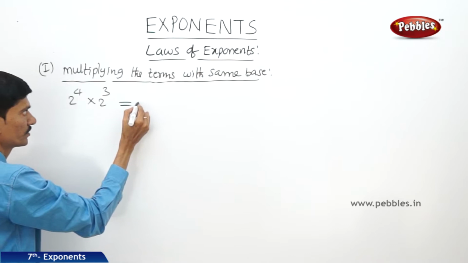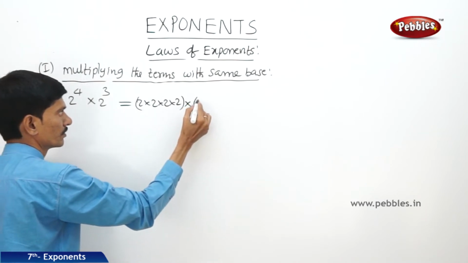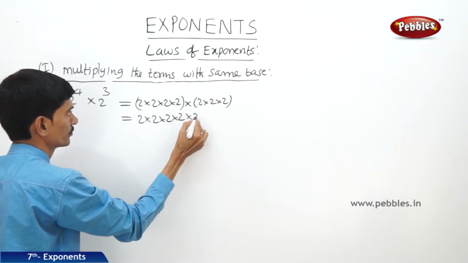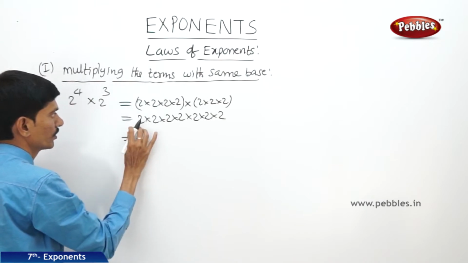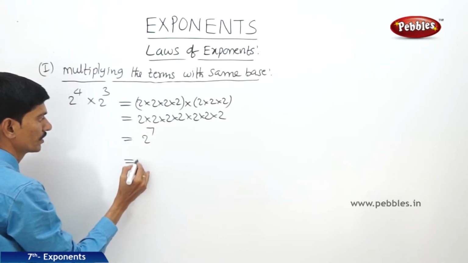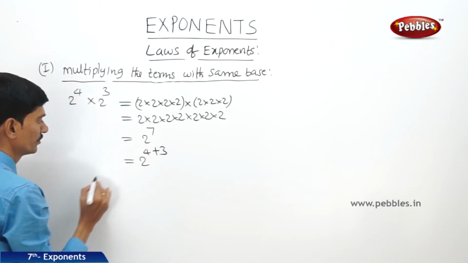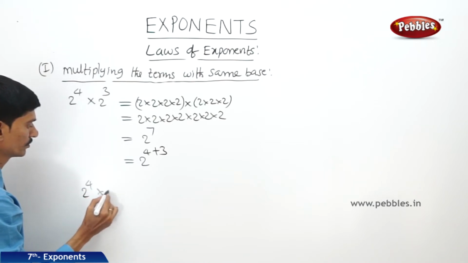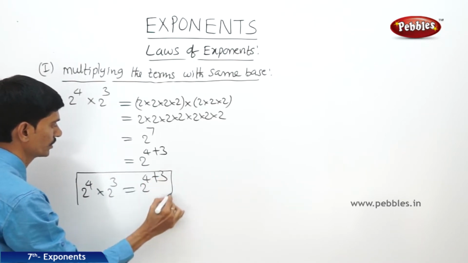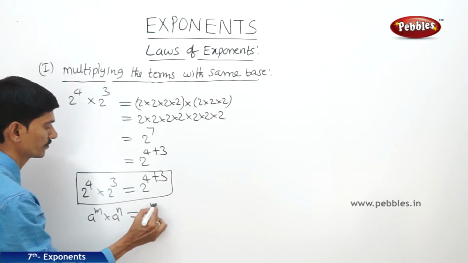So yeah, 2 to the power of 4 means 2 into 2 into 2 into 2, and 2 to the power of 3 means 2 is multiplied 3 times. So this equals 2 into 2 into 2 into 2 into 2 into 2 into 2. So 1, 2, 3, 4, 5, 6, 7. 2 is actually multiplied 7 times, 2 to the power of 7. This can be written in terms of 4 and 3, so 4 plus 3. So we can write that 2 to the power of 4 into 2 to the power of 3 equals 2 to the power of 4 plus 3. So in general we can write a to the power of m into a to the power of n equals a to the power of m plus n.